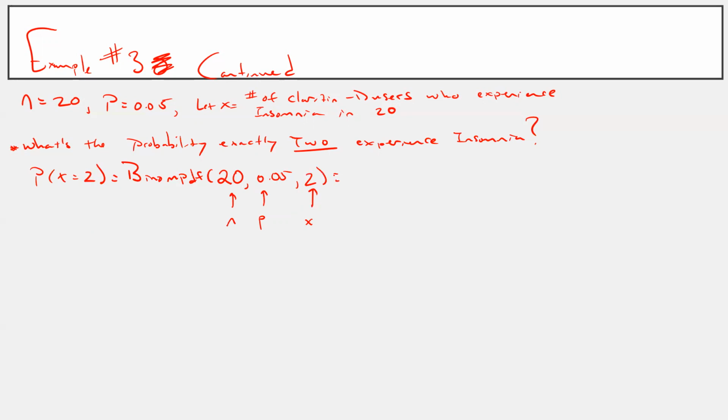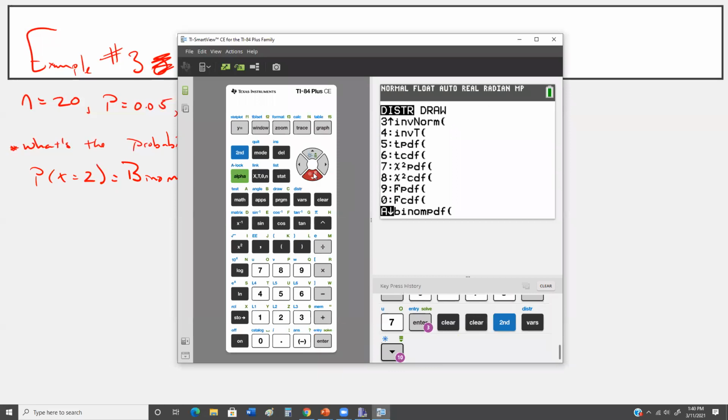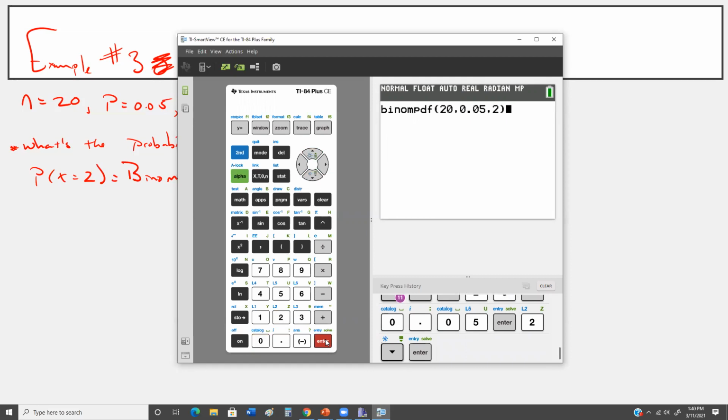Grab your trusty calculator. I'll do it in this one now. So you go second function distribution, you scroll down to binom PDF, and it was 20, 0.05, and then 2. Yep. So do you get 0.1887 when we round there? How many people got that? All right, it's good, right? Good. Okay, 0.1887. Nice.